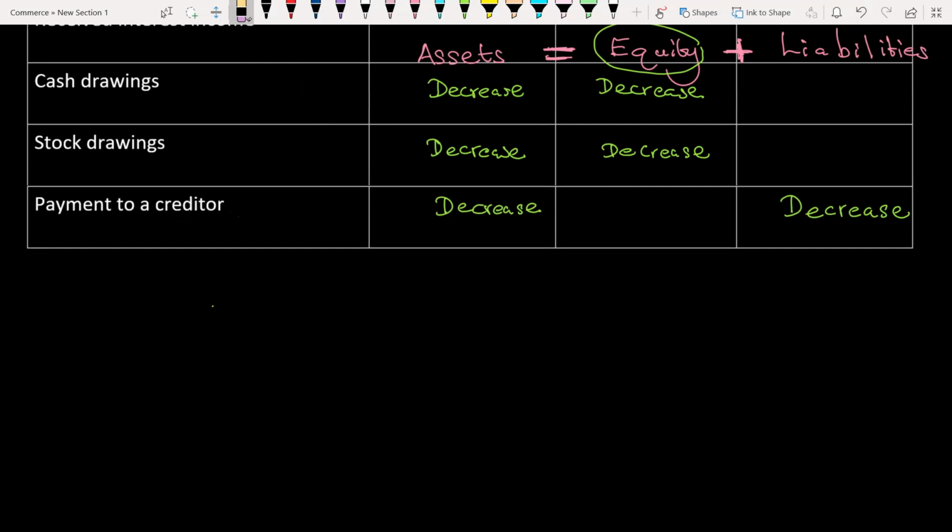I hope you understood how transactions affect the elements of the basic accounting equation. Make sure to watch all the videos in this video series called Accounting Equation.